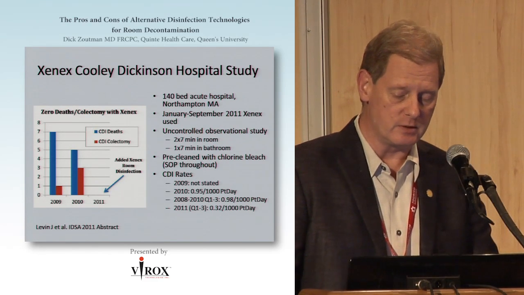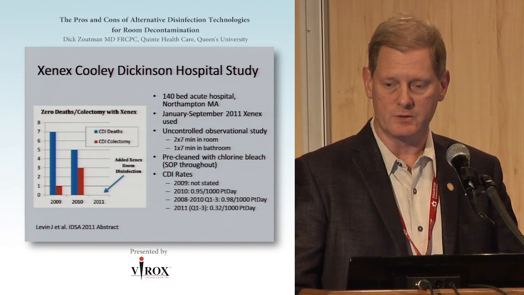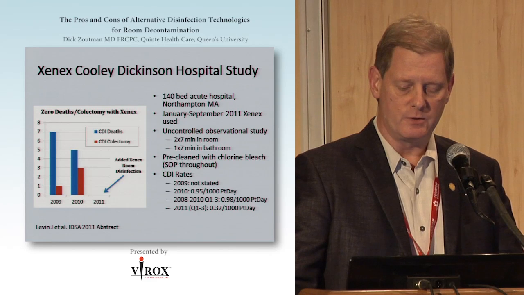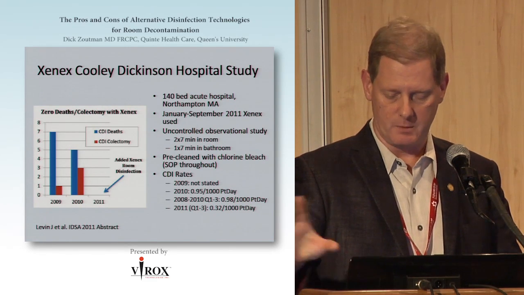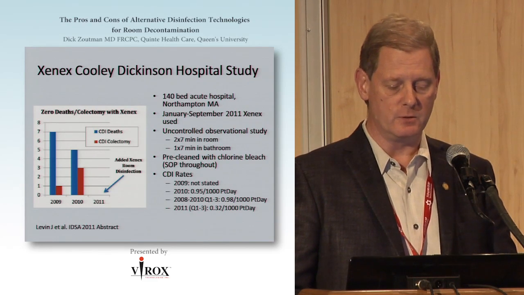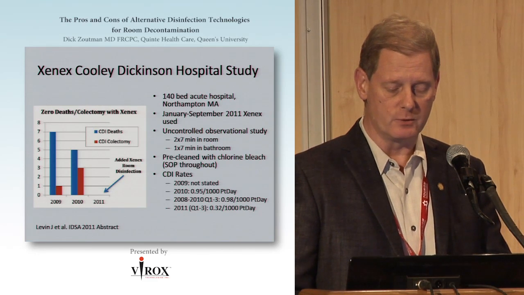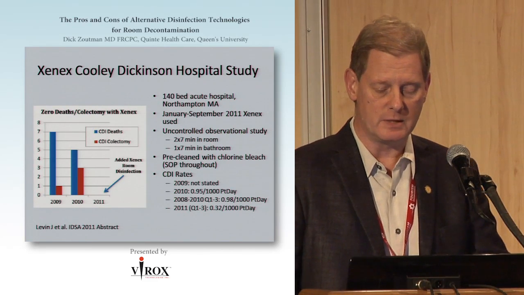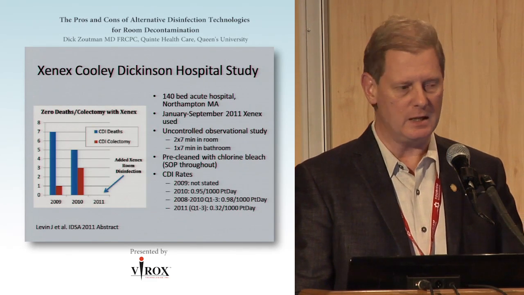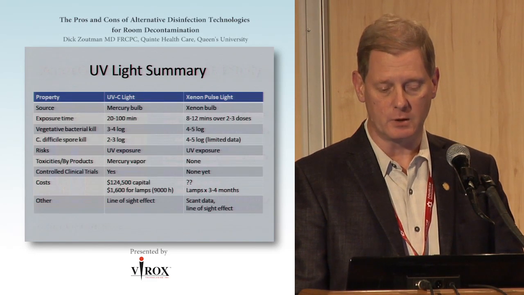And their CDI rates is what they measured. From 2008 to 2010, the first 3 quarters combined was 0.95 per thousand patient days, and in 2010 it was 0.98, so there's some consistency there. And during 2011, after doing this, it went down to 0.32, which is a significant drop. They also note in the bar graph that they had no deaths and no colectomies during the first 3 quarters of 2011. Again, interesting and intriguing data, certainly worth following up on. Difficult to draw firm conclusions.